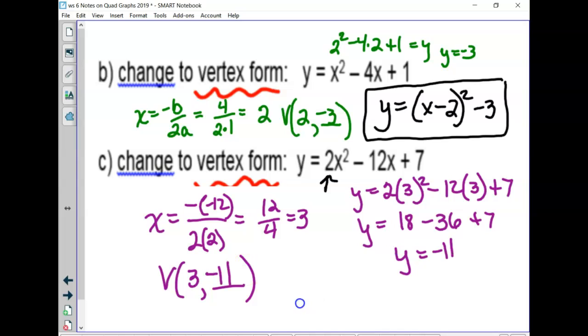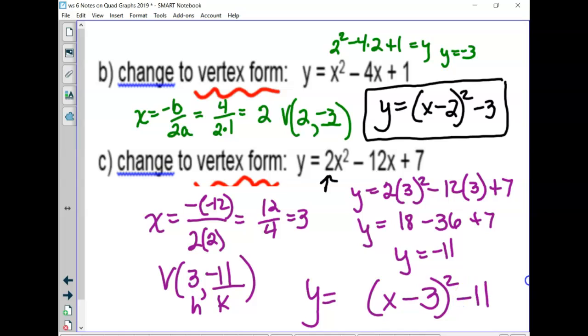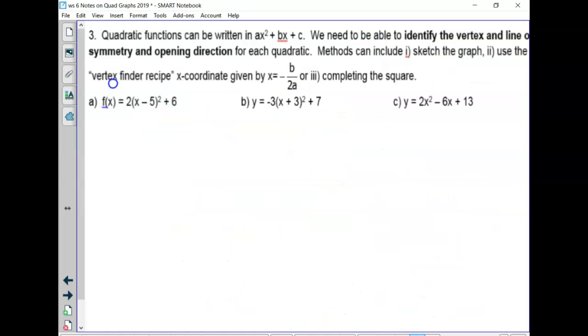Okay. Now, vertex form is y equals x minus h, which was 3, squared plus k. This is h and k, which is minus 11. What do we have to remember when you cheat and find the vertex? Why did I leave a big blank here? Yeah, this has a stretch of an a value of 2. So, vertex form is, everybody got this down? Okay.